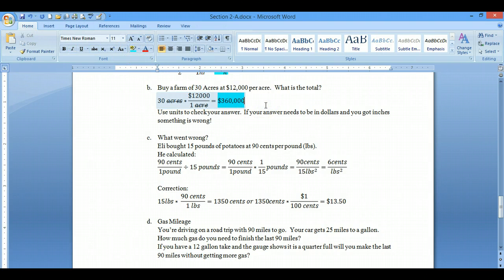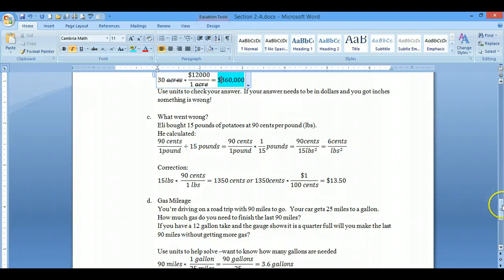There we go. So that right there, we're going to kind of go back. I was buying a farm of 30 acres. The acres canceled, and I'm left with dollars. Did that indeed answer the question? What is my total? Yeah, and using the unit conversions helps to verify that I did it correctly. Let's move on to C.